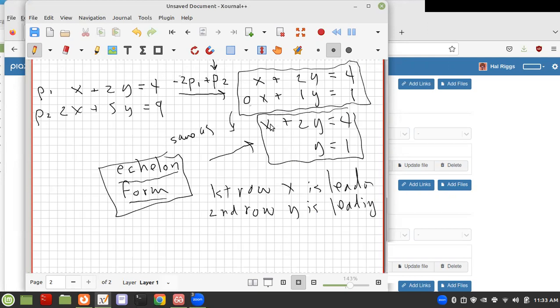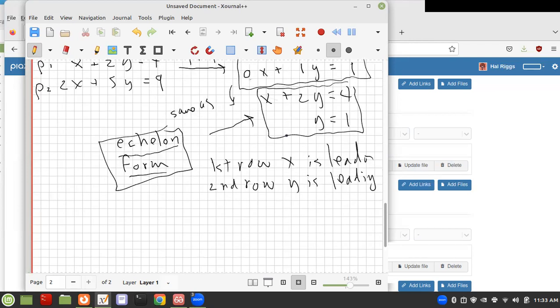Now, it's an echelon form if the leading variable in each row has nothing underneath it. So here, there's no X term under it. This wouldn't be an echelon form because the leading variable in the first row has a term under it. So this is not an echelon form. To get it into echelon form, we want to get rid of this term here, and that was what I did with this first row operation. So it's sort of like a staircase.